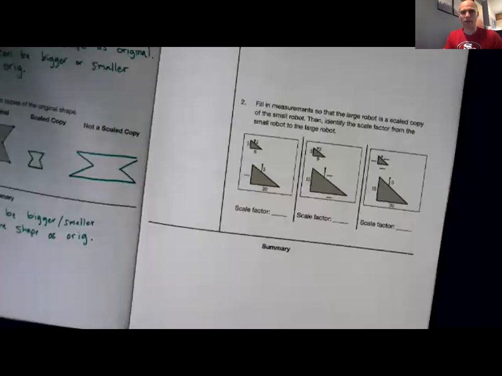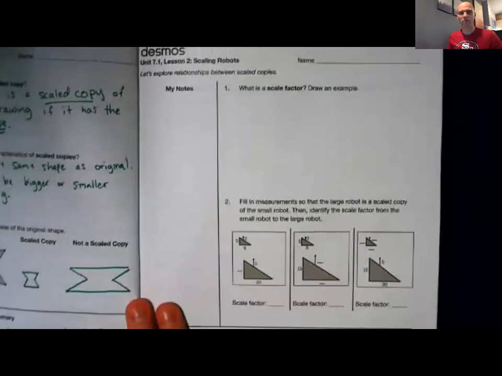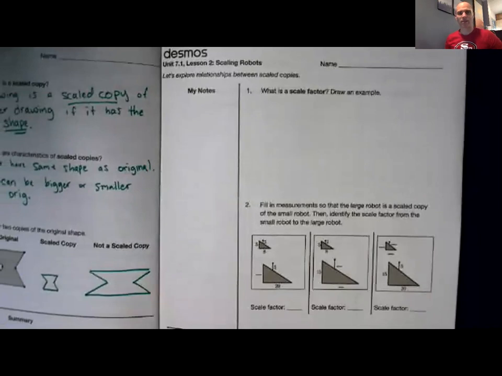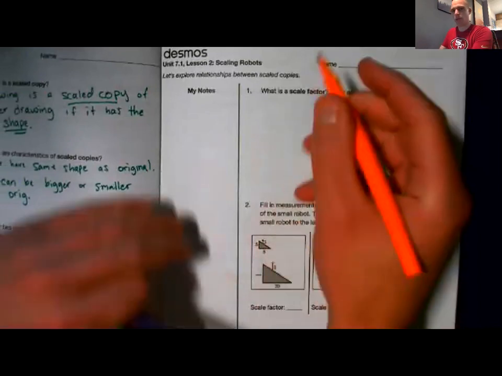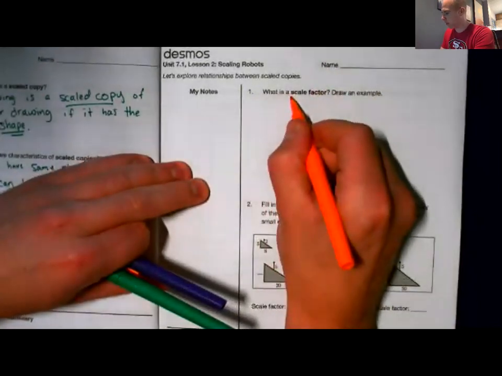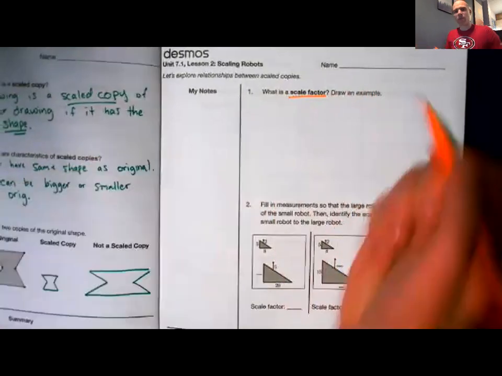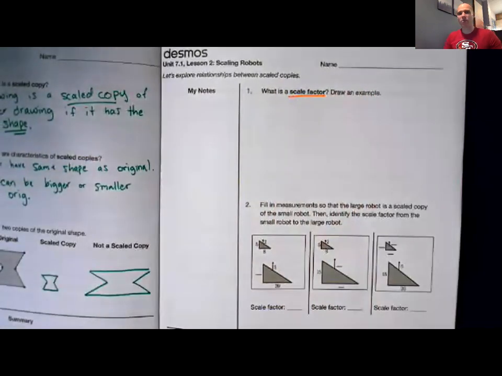And so I've got my workbook up here. I'm on page 5. It says unit 7.1. That's the chapter unit we're in Desmos. And then lesson 2, scaling robots. And so the whole point of this lesson is to talk about this really important number that we call the scale factor. If we can figure out what a scale factor is, get used to finding it, get used to calculating it, then we'll be in good shape.